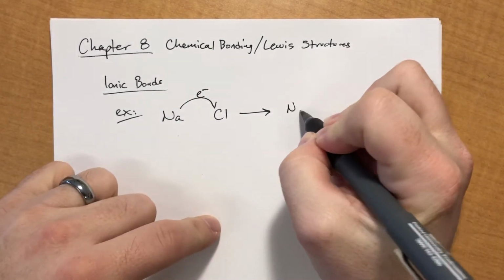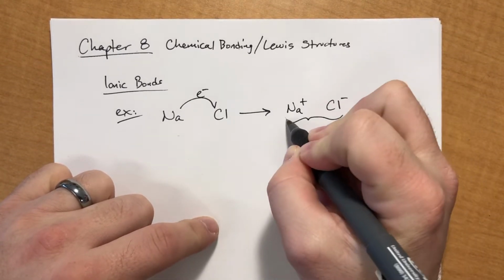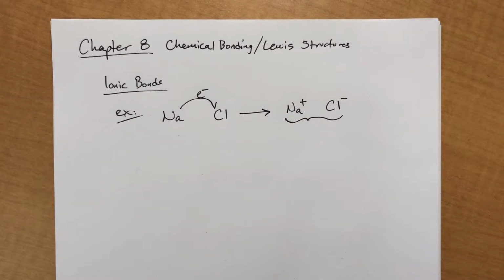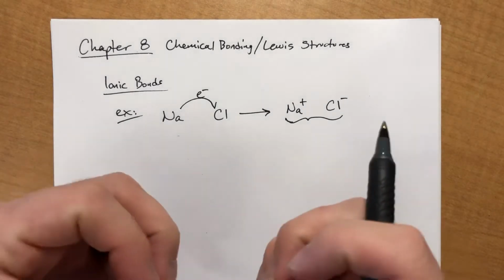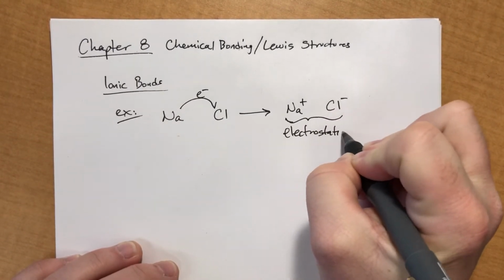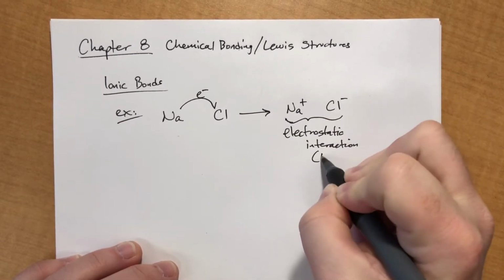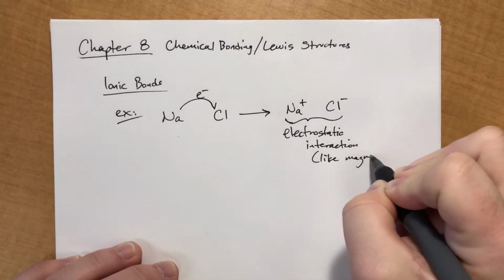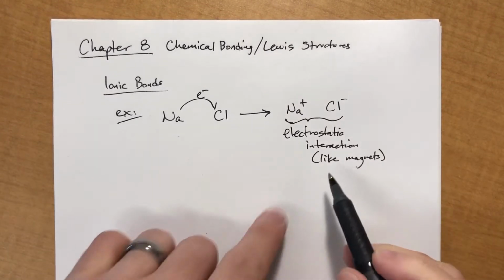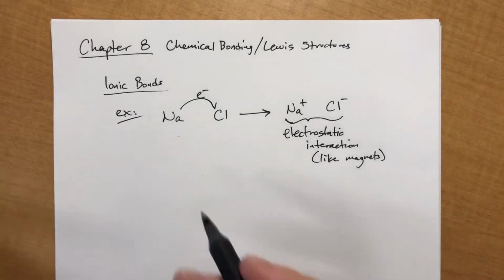But the result is that sodium has a plus charge, chlorine has a minus charge, and basically positive is attracted to negative, and there's what's called an electrostatic interaction. Positive is attracted to negative. It's literally just like magnets. We have been dealing with this type of stuff since like chapter 2, probably. We're done with that. We're not going to talk about that one right now.